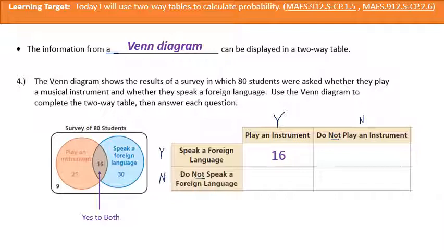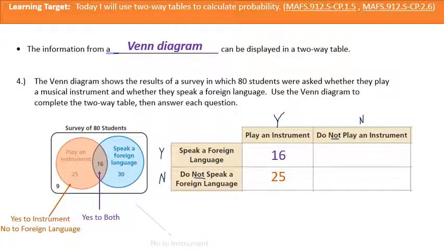Okay, let's look at the next section. I can look at this number on the outside to the left. This is in the circle of playing a musical instrument, but it's not in the circle of speaking a foreign language. That means these 25 people would say yes to playing an instrument and no to speaking a foreign language. Look at our table. Where is yes to an instrument and no to a foreign language? Left down, right there. Are we okay there?